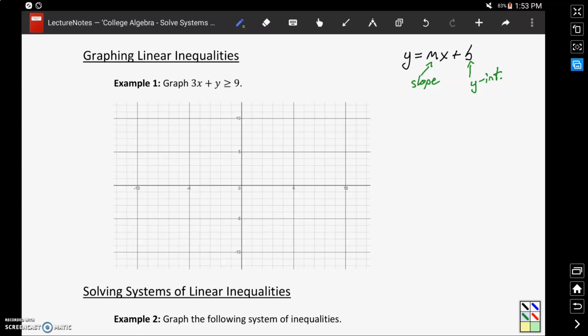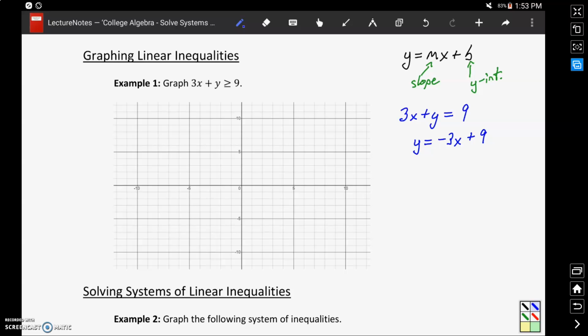There are different ways to approach graphing inequalities, but what we're going to do is look at taking each inequality statement and first rewriting it as an equation. So 3x plus y is greater than or equal to 9 becomes 3x plus y equals 9. Solving for y means we would subtract 3x to the other side, giving us an equation in slope-intercept form.